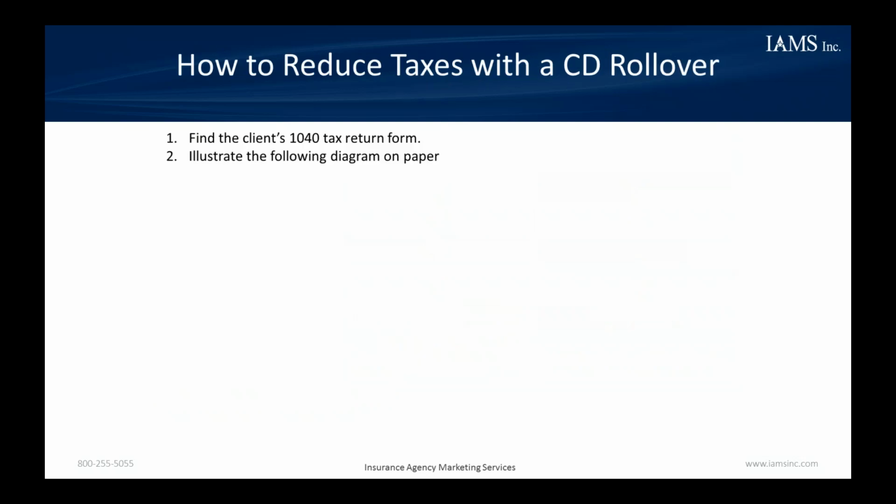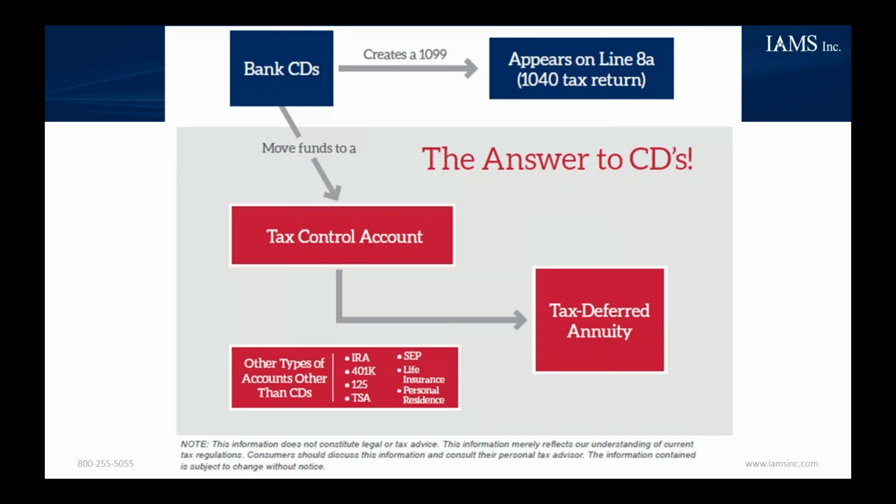All right, so let's give an example here. This is a useful examination of how to talk with one of your prospects about reducing taxes with a CD rollover. This is another way, rather than just tell them the comparisons that we went through. One way is to talk with them about their tax return, the 1040, and you can illustrate this diagram on paper. I think this kind of helps a little bit.